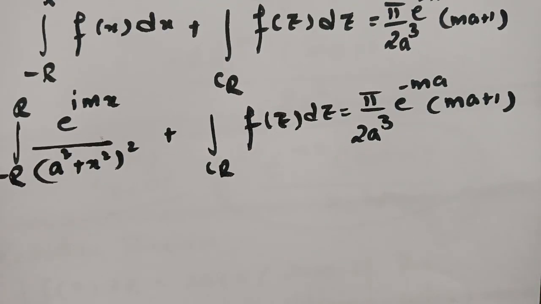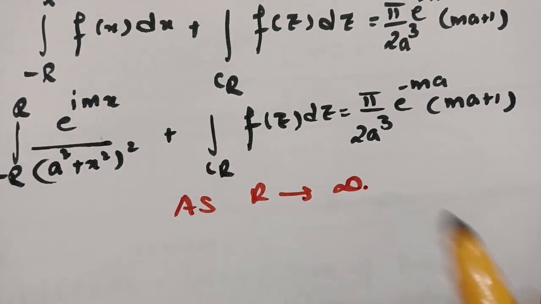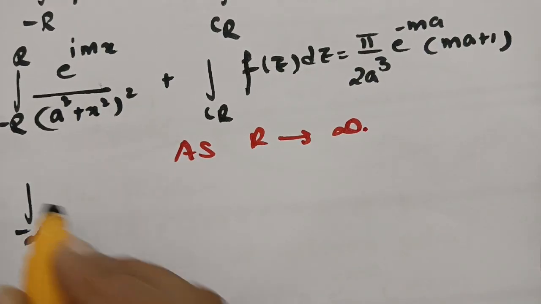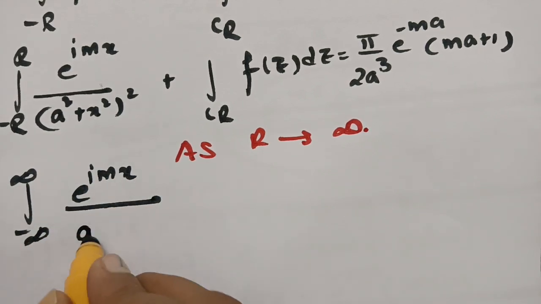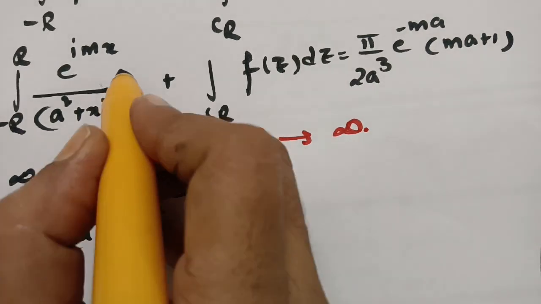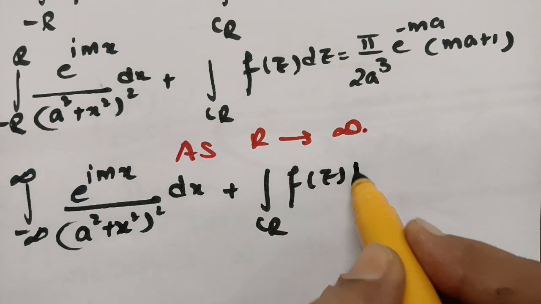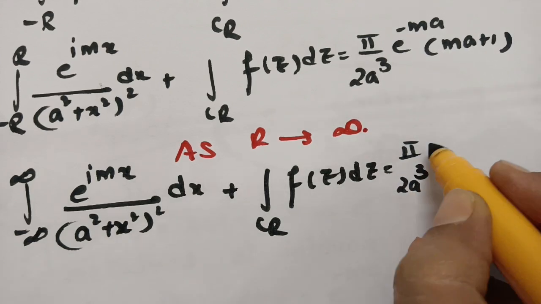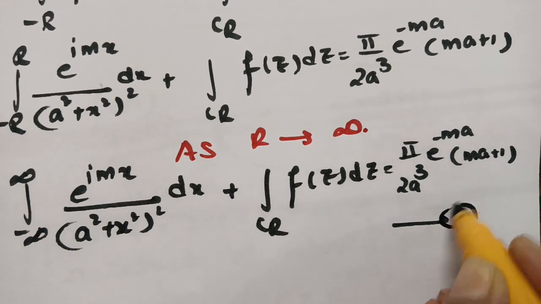Clear? Now as r tends to infinity, what happens? As I am tending r to infinity, this will become the integral from minus infinity to plus infinity of e power imx by (a square plus x square) whole square dx, plus this integral over CR of f of z into dz. The value is clearly pi by 2a cube into e power minus ma into (ma plus 1). So this is equation number 1.